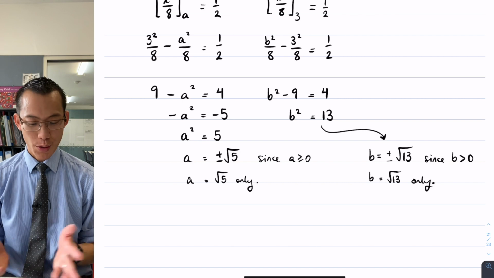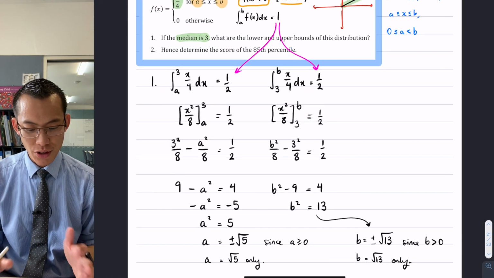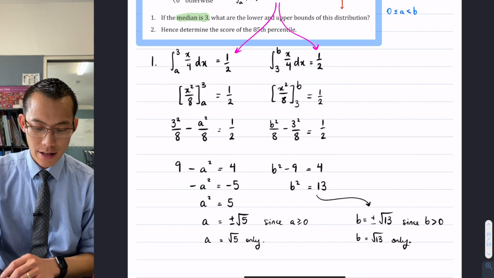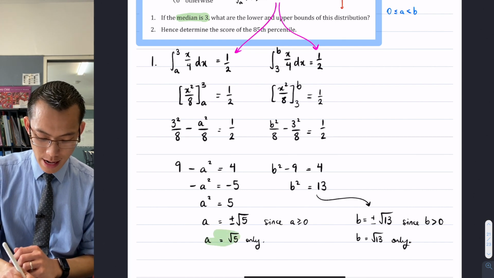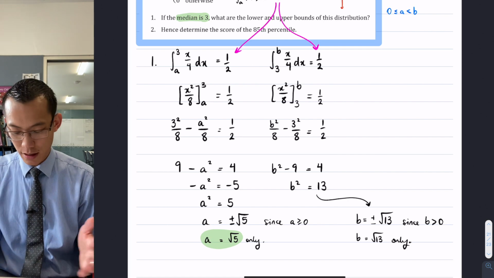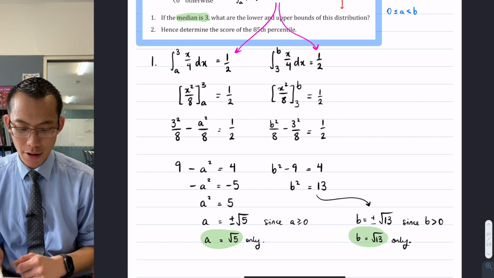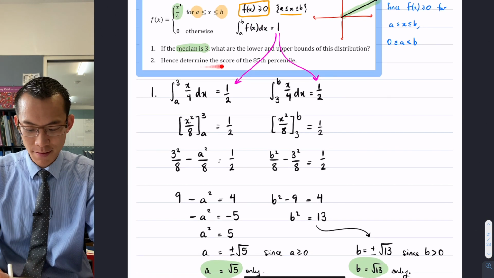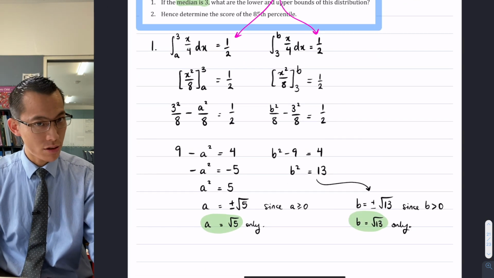There we go. So just double check, have I answered the question? If the median is 3, what are the lower and upper bounds of this distribution? And the answer is, yeah, I found them. They are right here. A should be root 5, that's the lower boundary, and B should be root 13, the upper boundary.